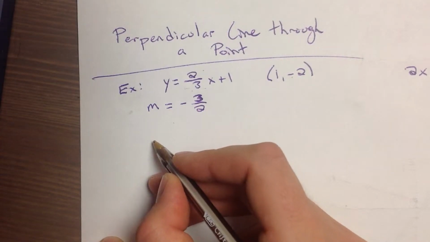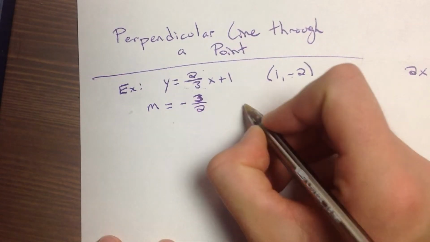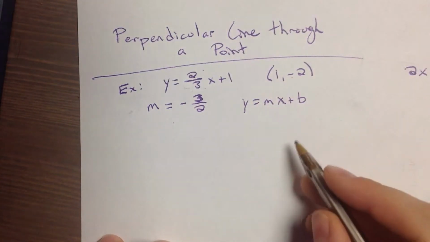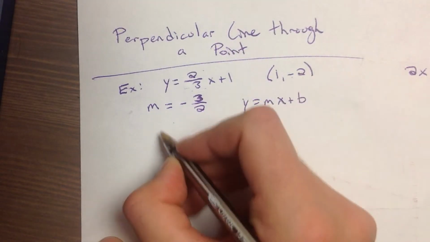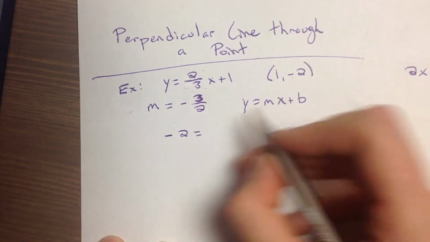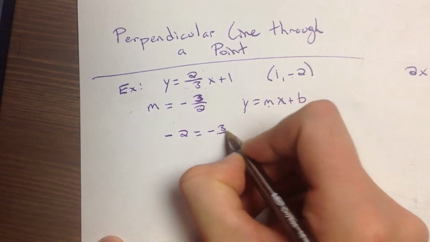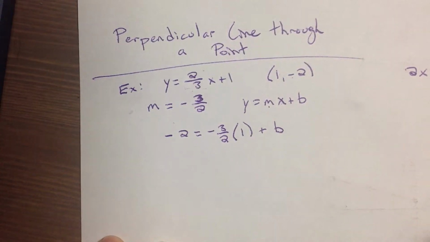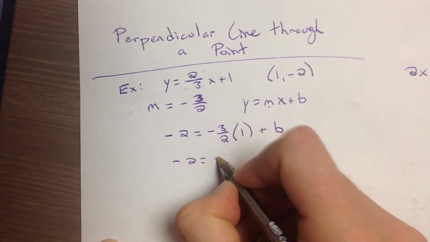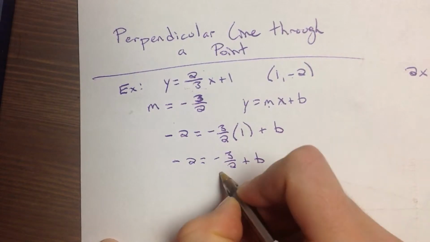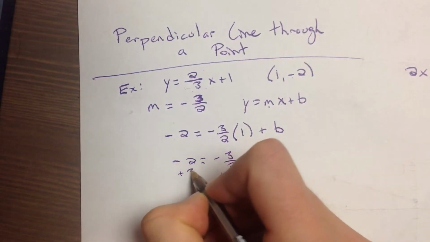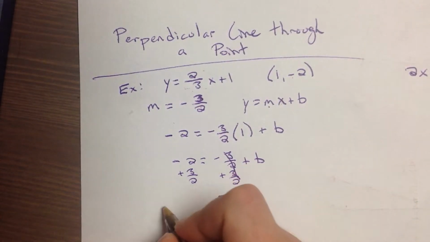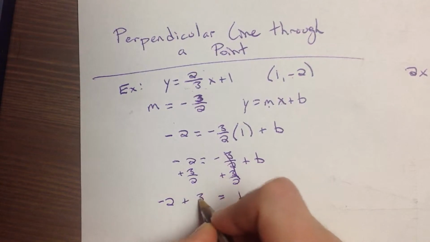So to put it through a given point, we're going to go y equals mx plus b. We need to figure out b. So y of -2 equals m (-3/2) times x of 1 plus b. -2 equals -3/2 plus b. Add 3/2 to both sides. b equals -2 plus 3/2.